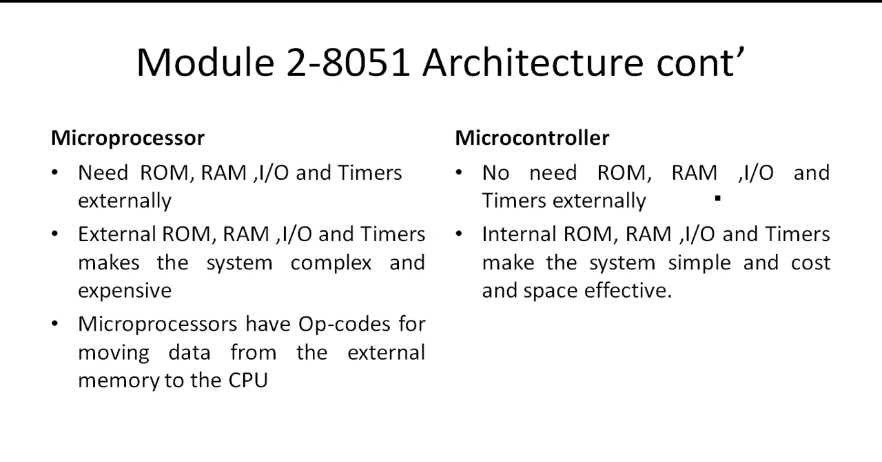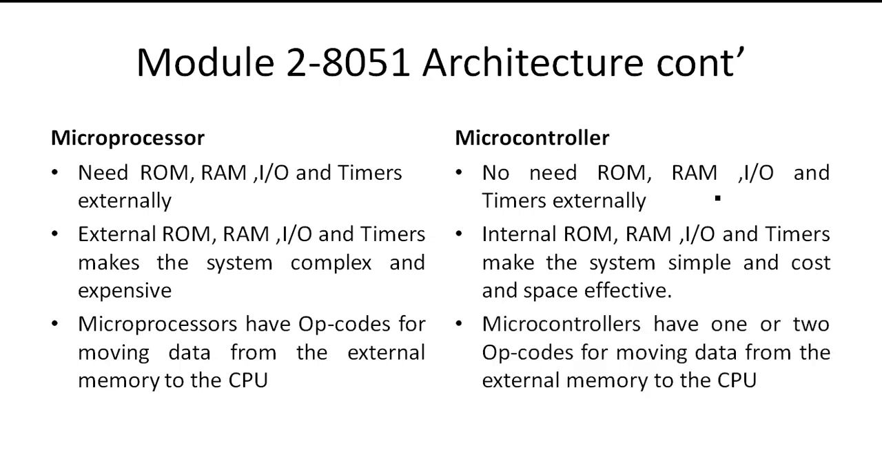And the next point, microprocessors have opcodes. Opcode is nothing but operation codes, meaning instructions, code to instruct the microcontroller or microprocessor to do a work. The microprocessor instruction set we are going to learn later. So opcodes for moving data from external memory to the CPU. That's an important point. In microprocessors, the instruction set mainly belongs to the group of instructions which move the data from external memory to the central processing unit.